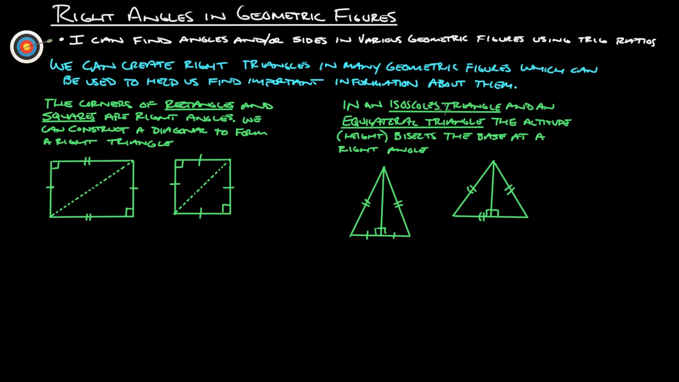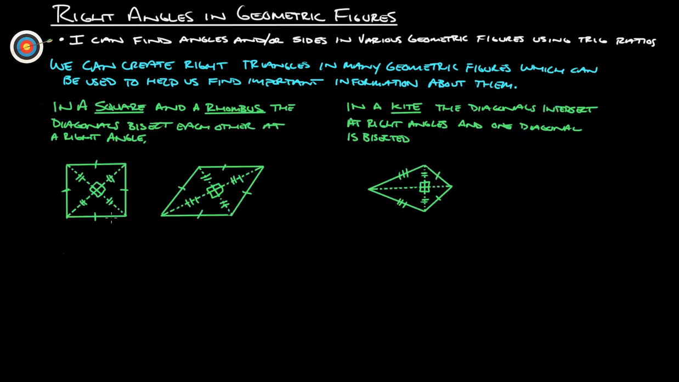Okay. In an isosceles triangle and an equilateral triangle, the altitude, which is the height here, bisects the base at a right angle. It also will bisect this top angle here too. So that will cut this, so that will actually make this angle congruent to this angle. Same thing here. This angle will be congruent to that angle. Okay? All right. Another one.